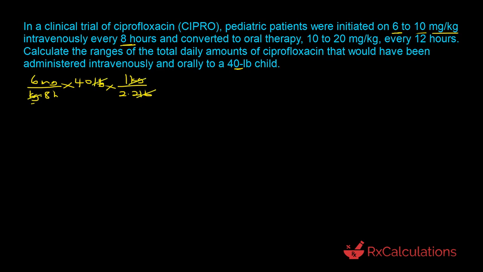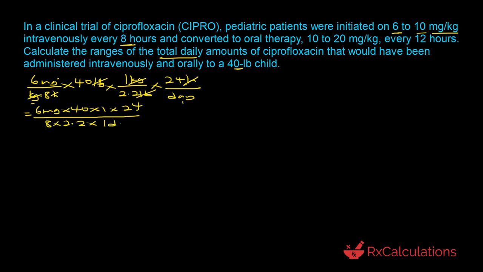Now, notice that the question is asking for the amount the child will receive in a day, so the total daily amount. We determine that there are 24 hours in one day. The hours will cancel out, and now you're in milligrams per day. The next step is to multiply all the terms in the numerator. So we have 6 milligrams times 40 times 1 times 24 divided by 8 times 2.2 times 1 day, and this is going to be equal to 327.27 milligrams per day.